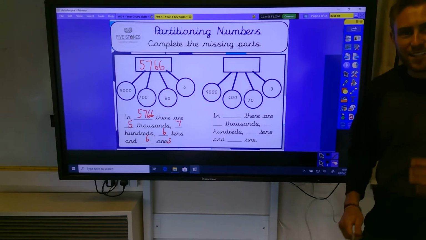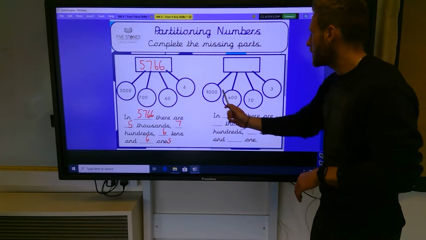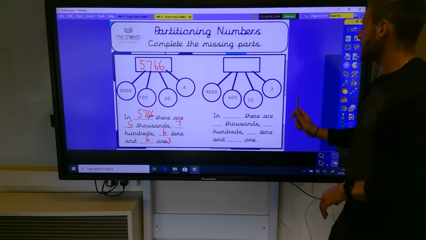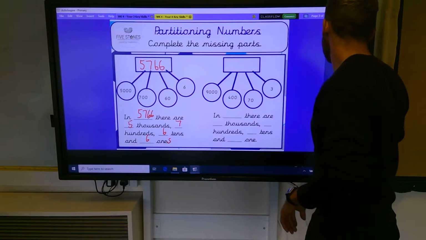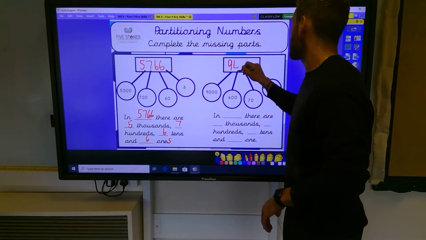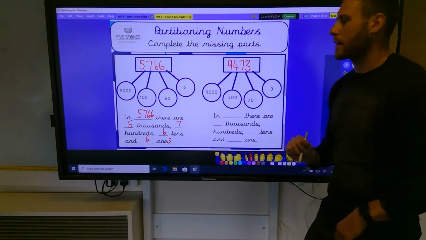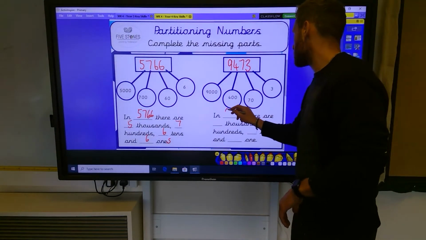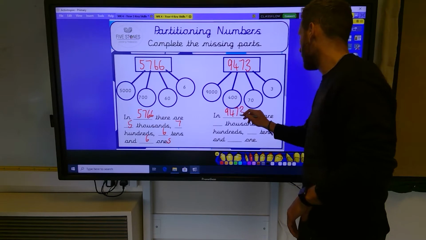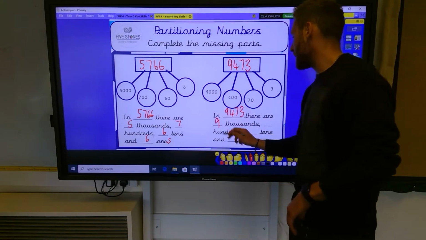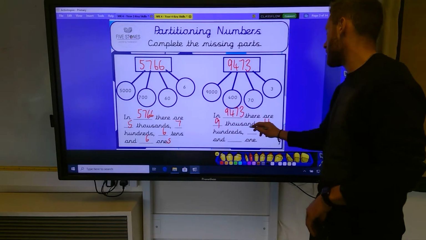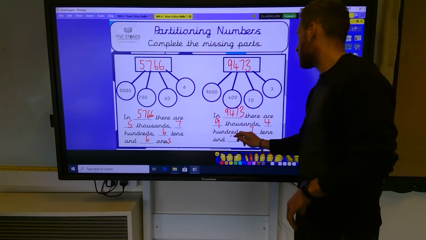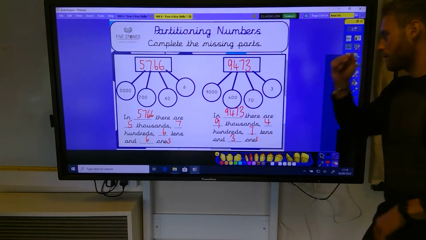You know the parts. Let's read the parts to help us get to the whole. 9,473. Brilliant, thinking about those place value columns. So in 9,473, there are how many thousands? There are 9, there are 400s, there are 7 tens, and there are 3 ones. Fantastic.